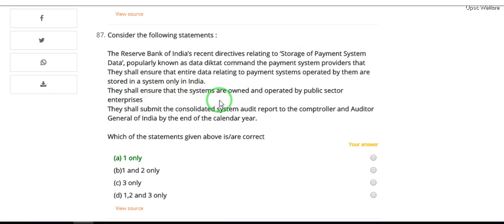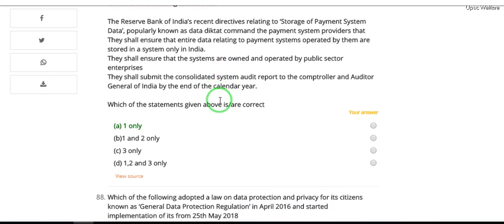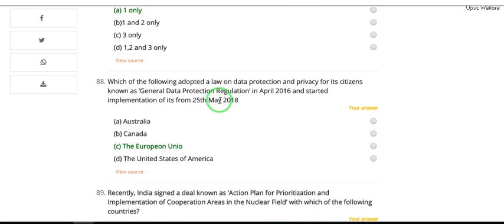Second one, if we see that this will ensure that the systems are owned and operated by a public sector enterprise, it's going to be wrong. And the third one, if we see that this will submit a consolidated system audit report, no, this is not going to be. So only one will be the correct answer here.